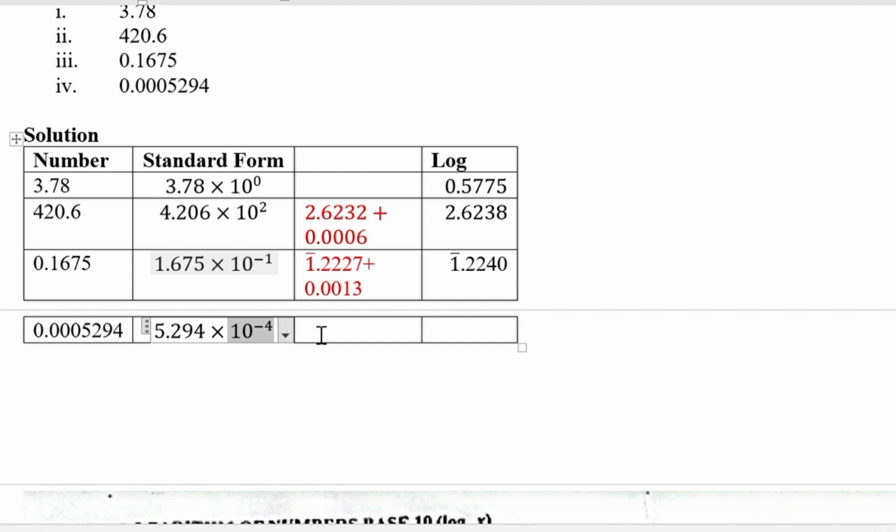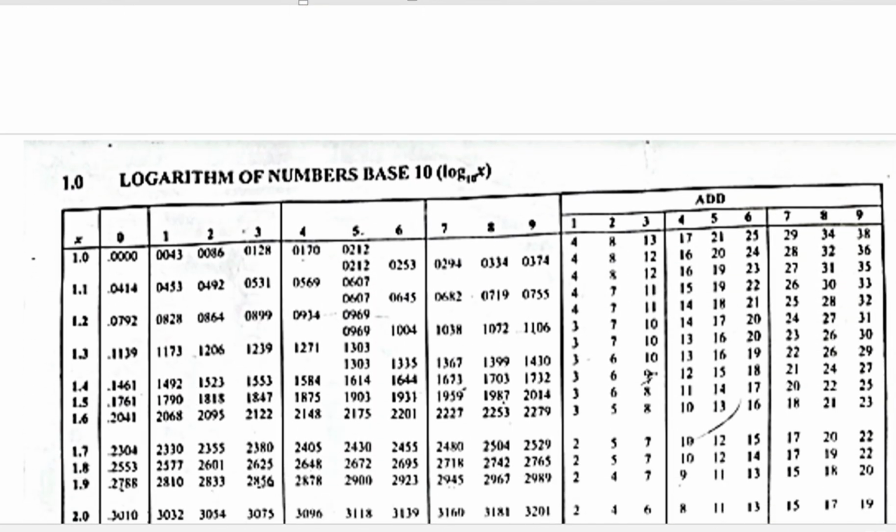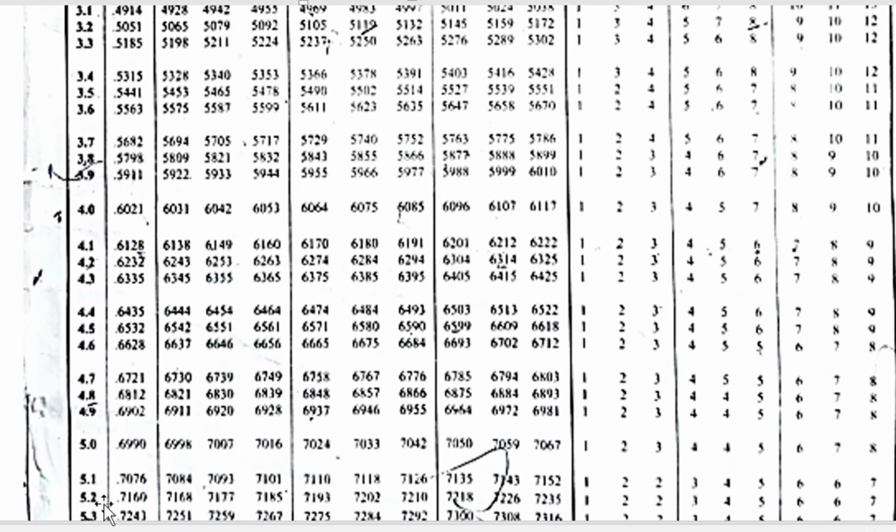So that means the characteristic will be -4, which is written as bar 4. So we have bar 4, and then we read the mantissa using 5294. Look for 52. 52 is here. Then column 9. Of course, this column 0, 1, 2, 3, 4, 5, 6, 7, 8, 9. Column 9 is here. So the number is 0.7235.